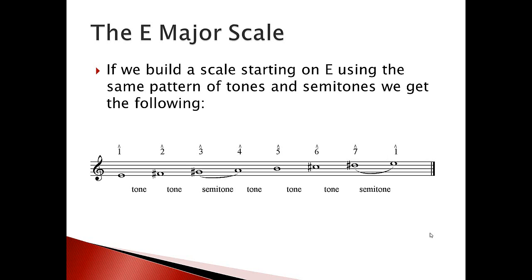A whole tone above B is not C because that's a semitone. C sharp. A whole tone above C sharp is D sharp. And a semitone above D sharp is E. And we use that pattern starting on E, and we get a scale with four sharps. F sharp, C sharp, G sharp, and D sharp. Those are the four sharps of E major.